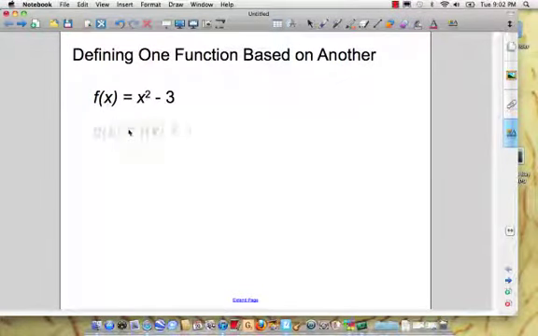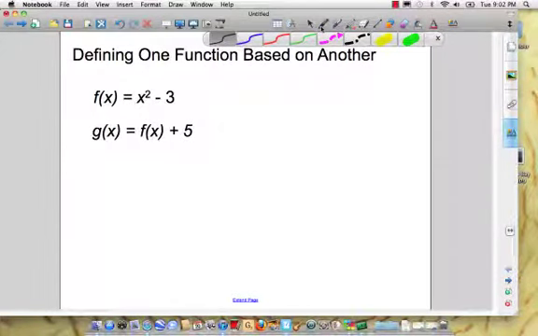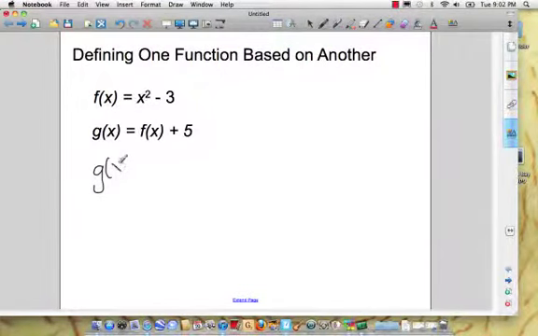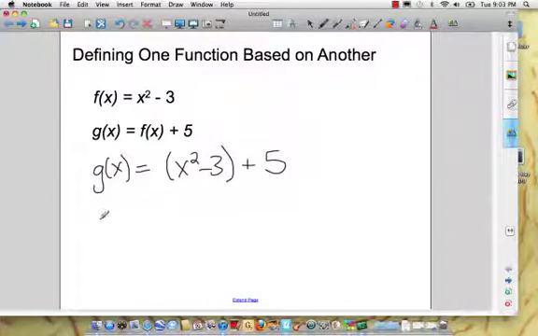Okay, so suppose you have the function f of x, which is x squared minus 3. We're going to define another function, g of x, and it's based on f of x according to this equation right here. G of x is f of x plus 5. So what I'm going to show you how to do now is to find an expression for g of x. Well, g of x equals, well, what's f of x? I look up here, and in place of f of x, I write x squared minus 3, and then plus 5.